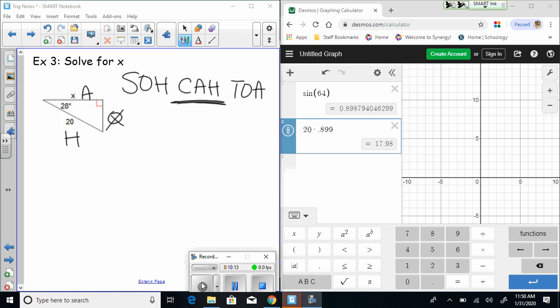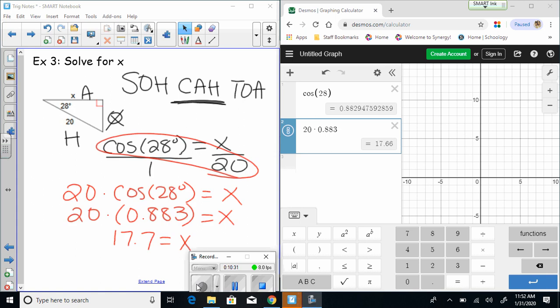So now I'm going to set this up. Cosine of 28 degrees is equal to your adjacent over your hypotenuse. All right, so go ahead and pause the video and see if you can finish this and come up with an answer. All right, so going through doing this work, you should have ended up with rounded about 17.7. Okay, so let's try example 4.